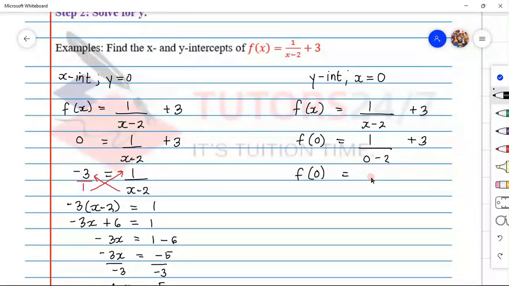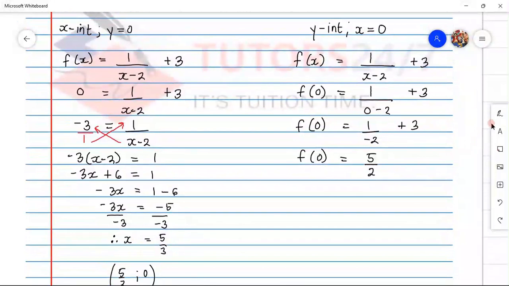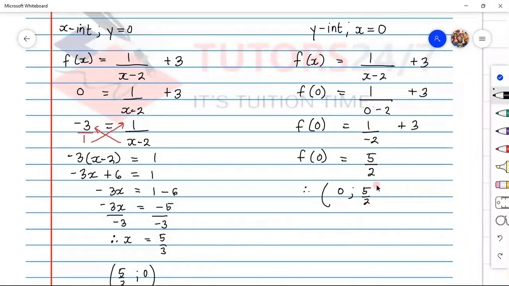Can put this onto our calculator. That's going to give us 1 over negative 2 plus 3. And can put this onto your calculator. And you should end up with 2.5 or 5 over 2. So can conclude that our y-intercept is 0 and 5 over 2, or you can write it as 2.5, whichever you prefer.